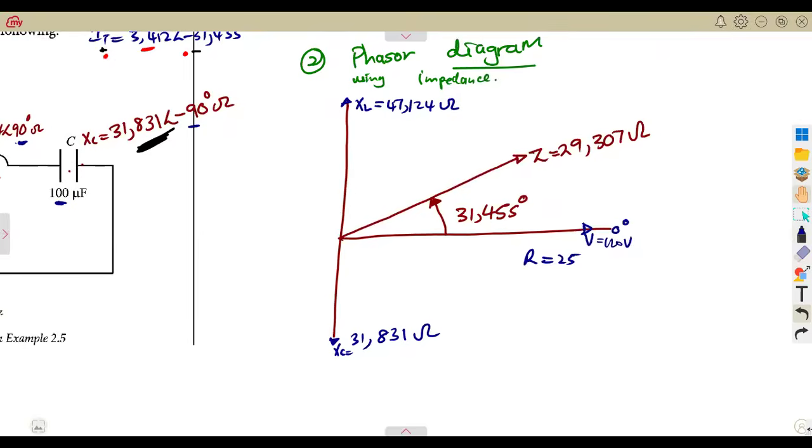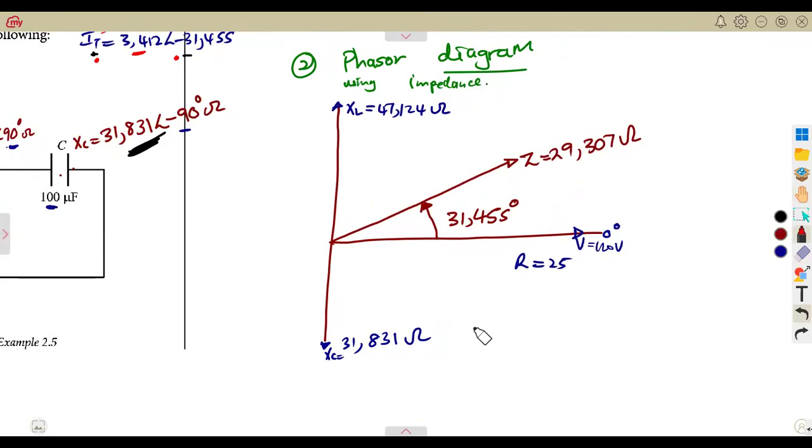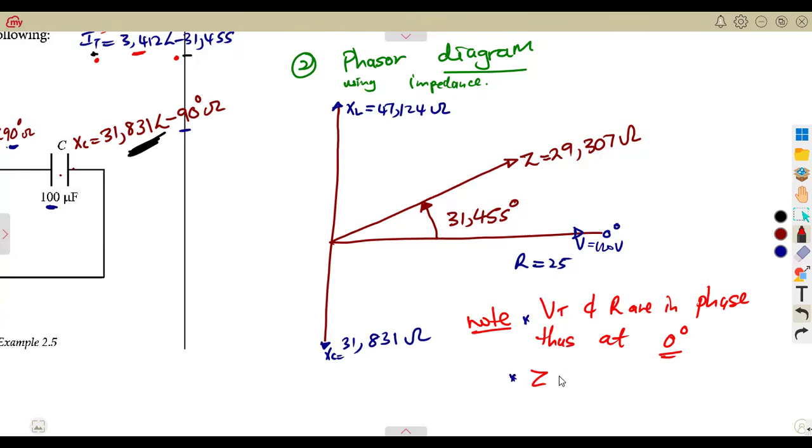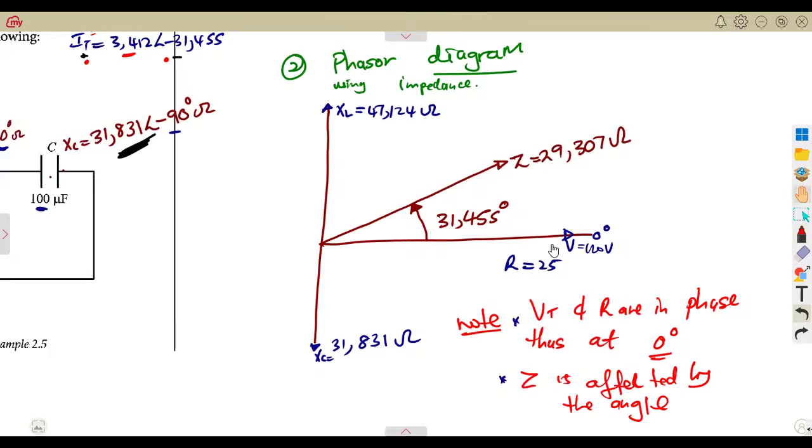So from this, if we are using the impedance, this is what you're going to note. We saw that definitely VT and R are in phase, thus at 0 degrees. This one is directly at 0 degrees. So Z, okay. Another part is that the Z that we are seeing is affected by the angle. The Z that we are seeing there is affected by the angle.